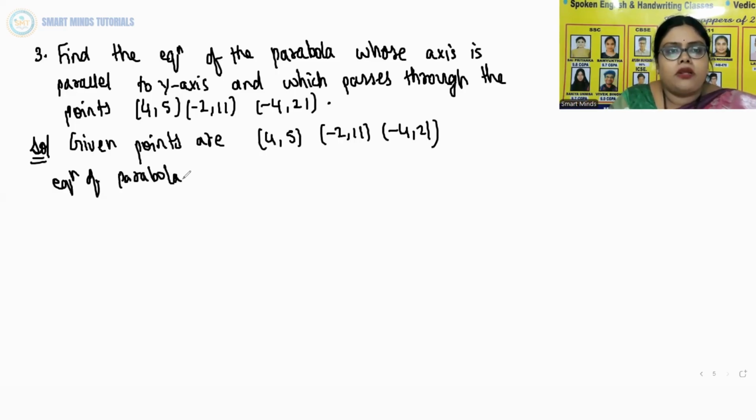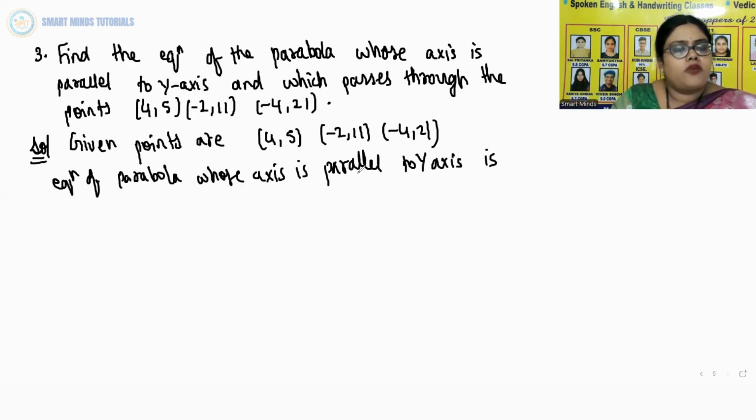Equation of parabola whose axis is parallel to the y-axis is, so when it is parallel to the y-axis, we write y on the left hand side. So it will become ax square plus bx plus c. This is equation number 1.